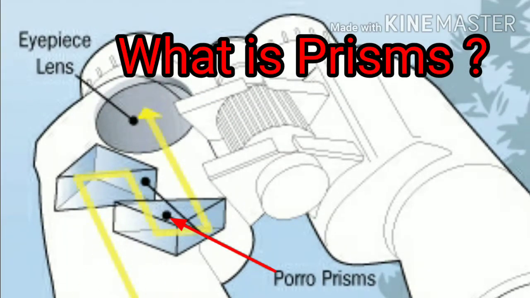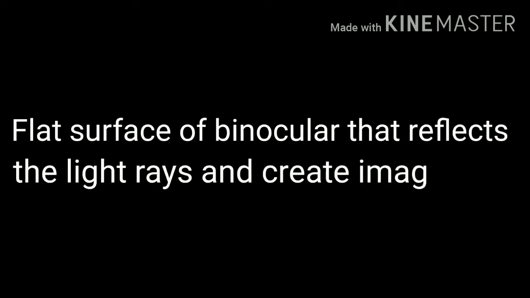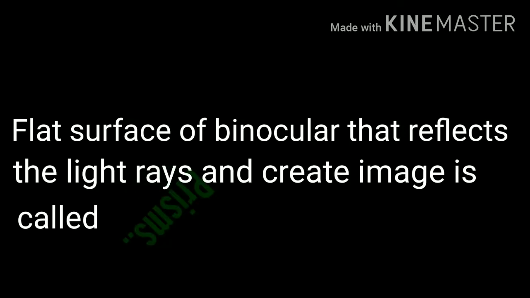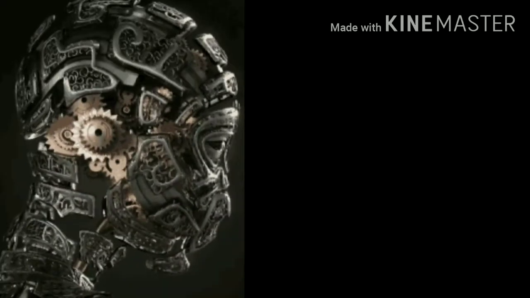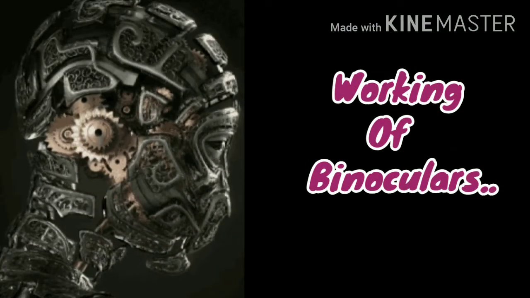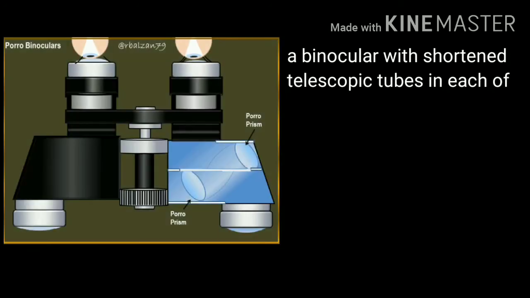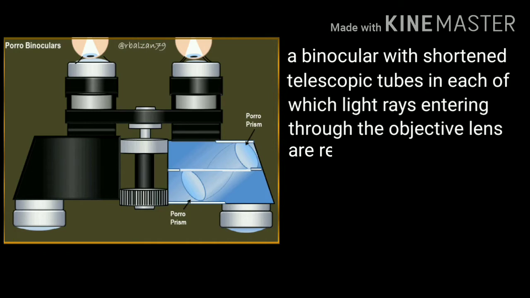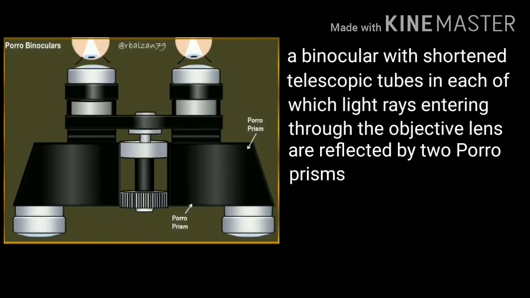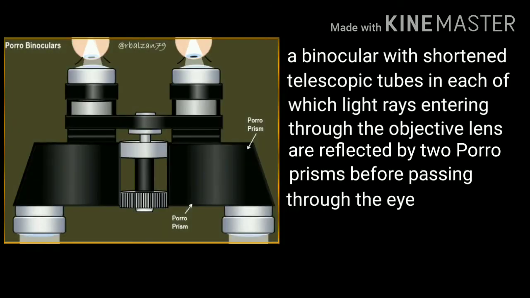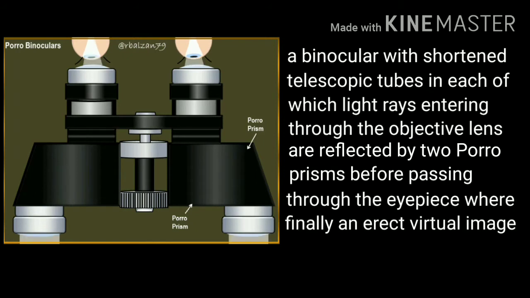What is prisms? Flat surface of binocular that reflects the light rays and create image is called as prisms. Working of binoculars. A binocular with shortened telescopic tubes in each of which light rays entering through the objective lenses are reflected by two prisms before passing through the eyepiece, where finally an erect virtual image is formed.